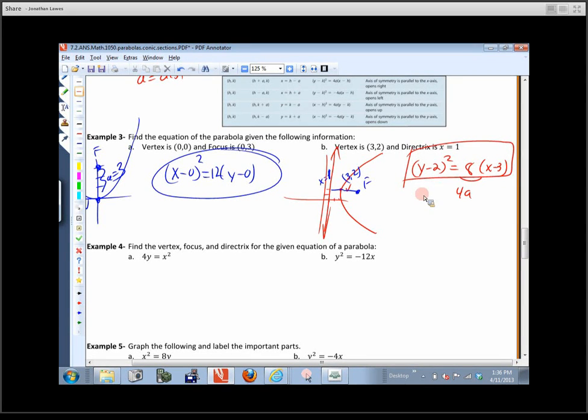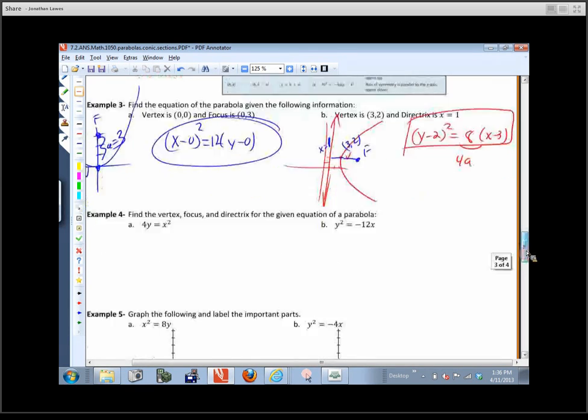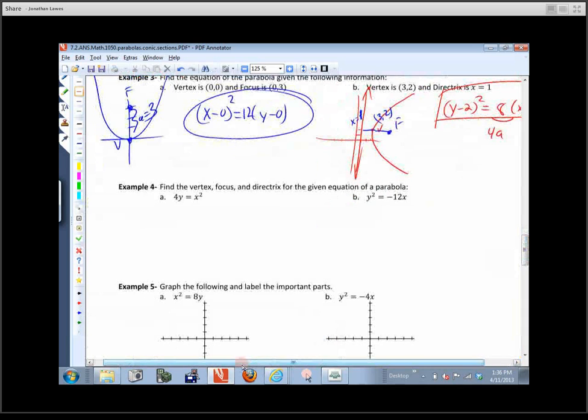Again, you have to know all the parts of a parabola: directrix, vertex, focus. It may give us the endpoints of a latus rectum at some point. And there we go. Okay, any questions? Okay, next part says, find the vertex, focus, and directrix for the given equation of a parabola.